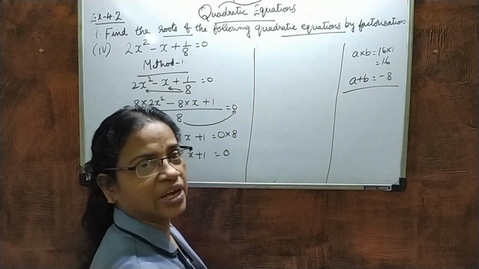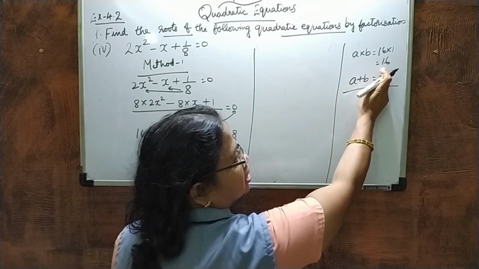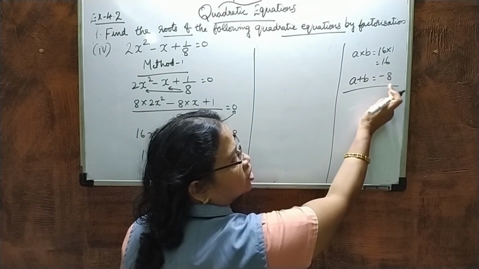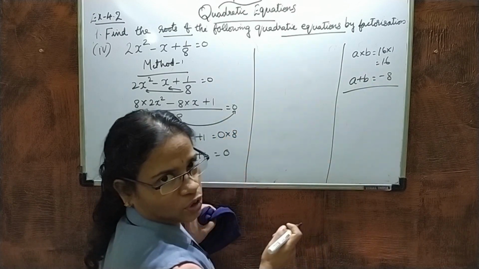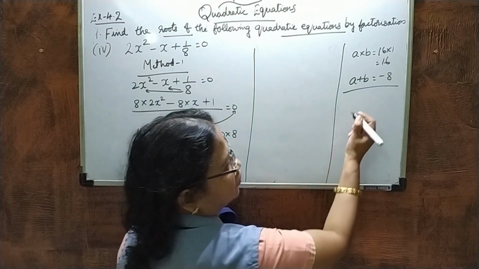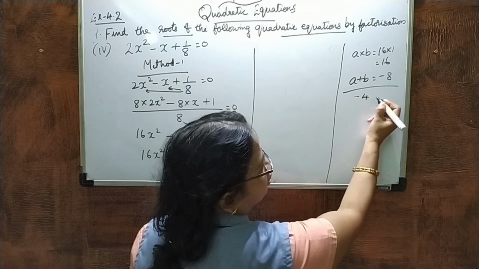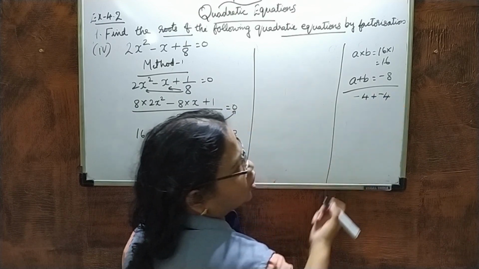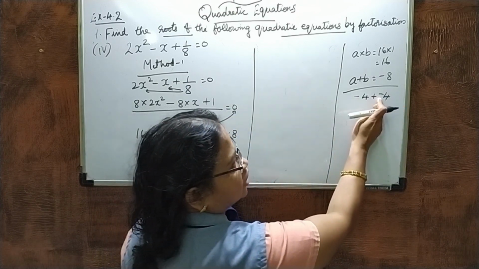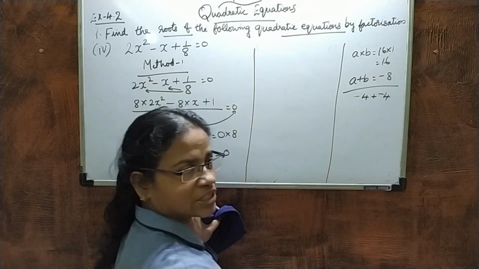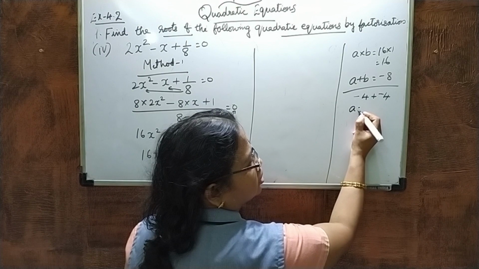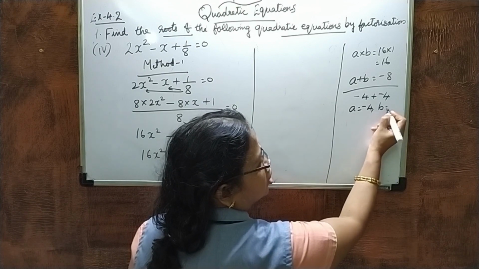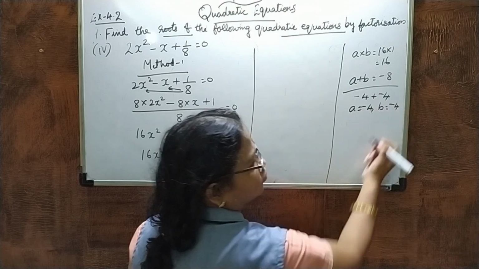Which are the numbers then? 16 is 2 into 8, so there won't be negative 8 when you add. Then 4 plus 4 is 8. When you put negative 4 plus negative 4, will you get the answer? Yes. Negative into negative is positive, 4 into 4 is 16, and negative 4 plus negative 4 gives negative 8. So a is equal to negative 4, b is equal to negative 4.